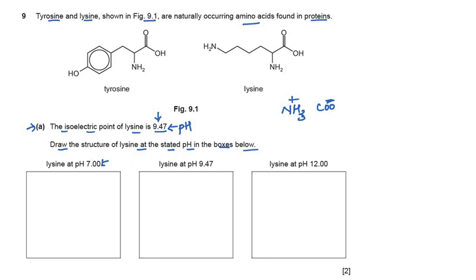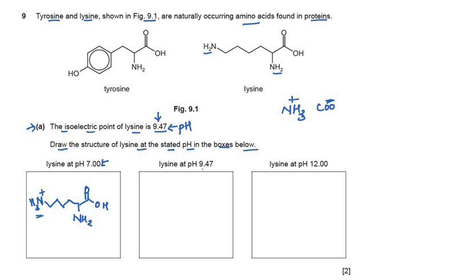pH 7 seems to be acidic for lysine. So one of the amine groups may accept a proton from the buffer or the solvent. If we draw the structure, I would just draw NH3 first to show the positive end of the amino acid accepting the proton, and the remaining parts remain as such. So let me draw the remaining part as such, and so we have the COOH group also unchanged, with just one positive charge on the lysine.